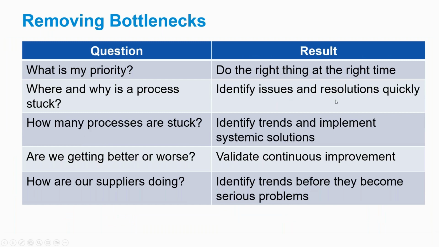So what do we get out of it, right? What do we get out of doing this with Fusion Manage? We do the right thing at the right time, right? Because we can set priority. We can identify issues and their resolutions quickly. We can identify trends and implement systemic solutions, right? So through our reporting, we can identify, okay, either this person or this supplier or this process, there's something about it that constantly causes delays.